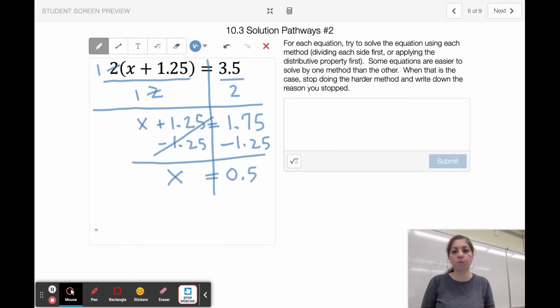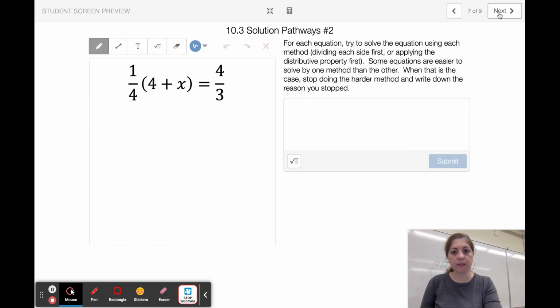So in the box, you want to type about why you're using this particular strategy. You can also decide to distribute. So you will get 2x plus 2.5 equals 3.5. And then you subtract 2.5 on both sides, which is going to leave you with 2x equals 1. And then divide by 2, and then 1 divided by 2 will give you 0.5, which is the same answer.